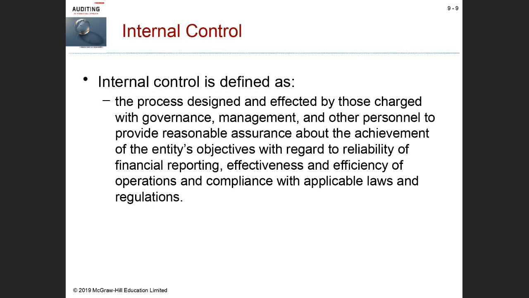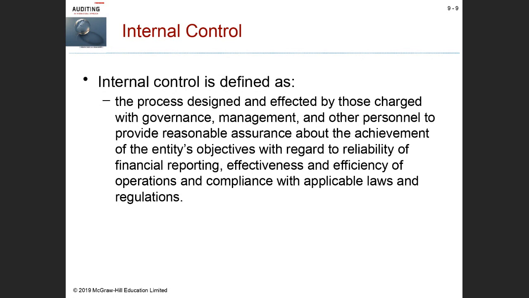Why do they do that? To provide reasonable assurance about the achievement of the entity's objectives. So one of the reasons that management has an internal control system in place is to help it achieve its business objectives. And what are its business objectives? They want to operate effectively, and they want to operate efficiently. And so, of course, they'll have certain goals. The better we control our systems, the better chance we have of achieving our goals. And so our goals with respect to what?